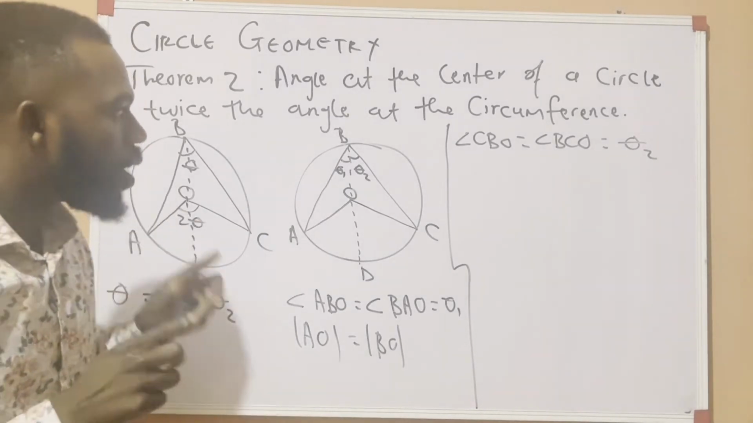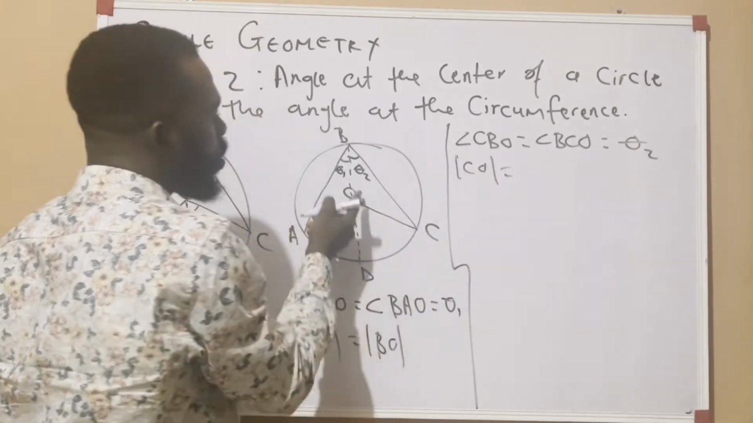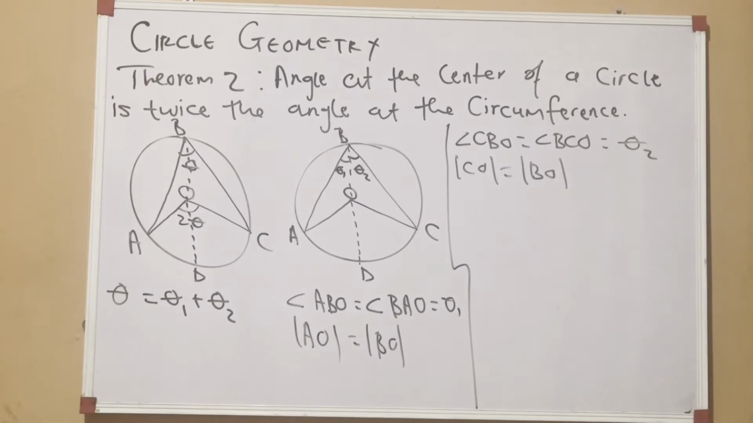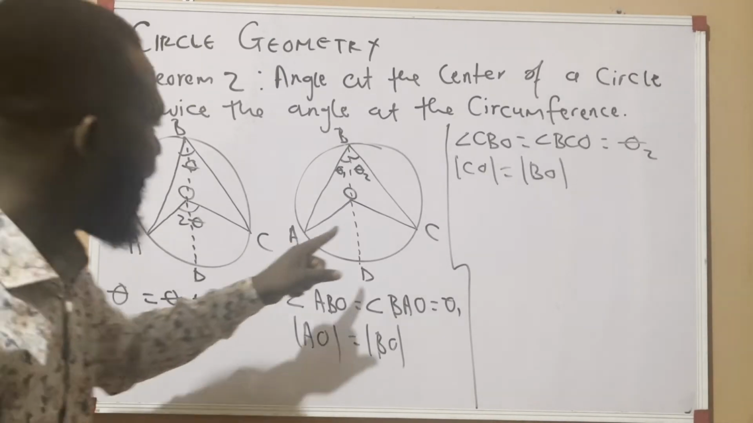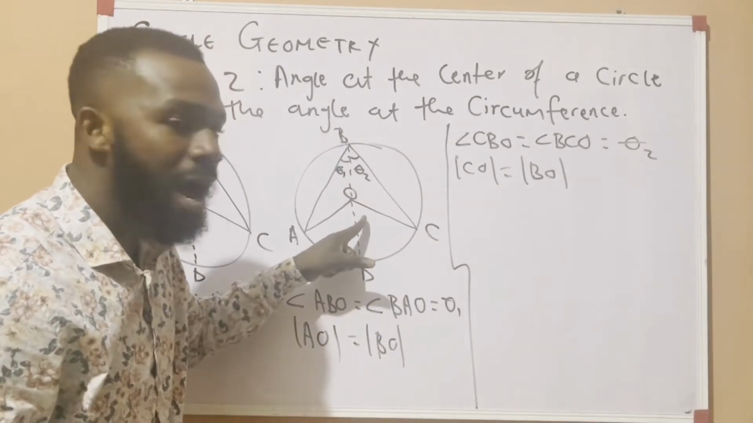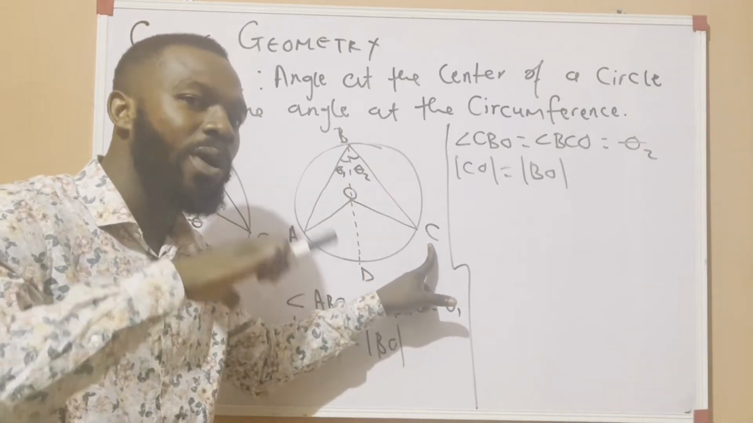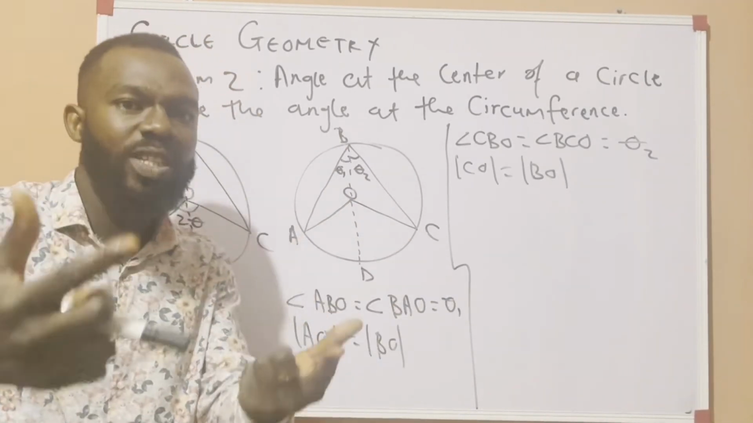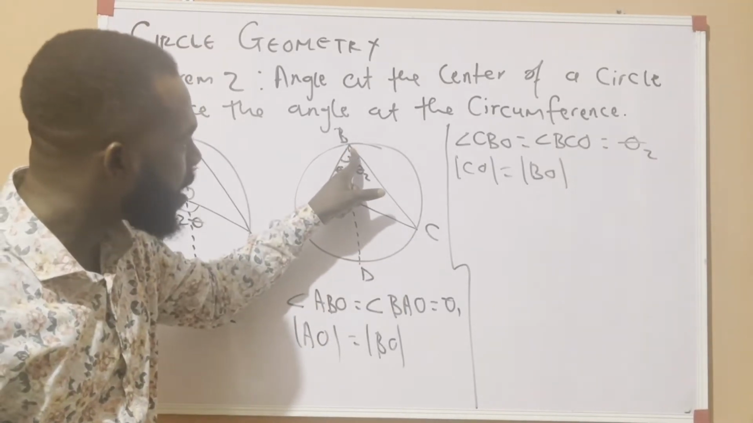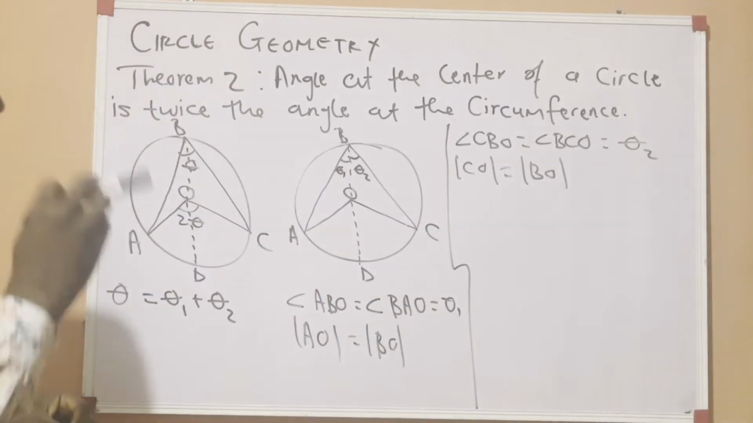Again, how come? Why? Line CO is equal to line BO, because both of the lines CO and BO are radii. So because both of them are radii, it means they are the same. So it means BOC as a triangle is an isosceles triangle, and in an isosceles triangle, the base angles are equal. So angle B here is equal to the angle also here, angle C. Are you with me? Now, let us proceed.